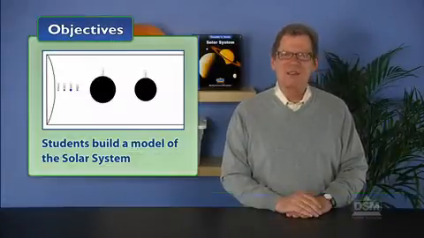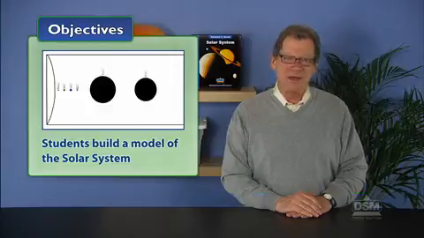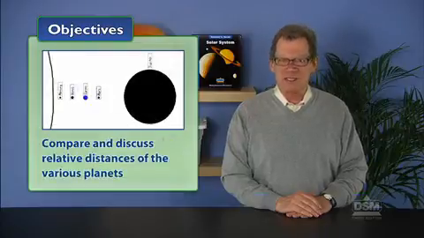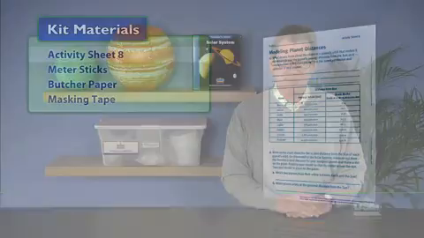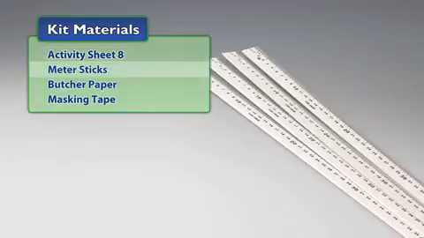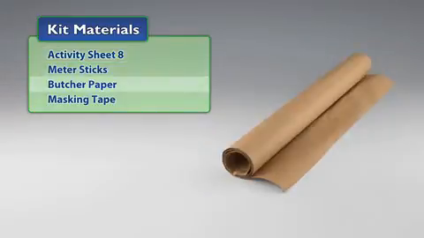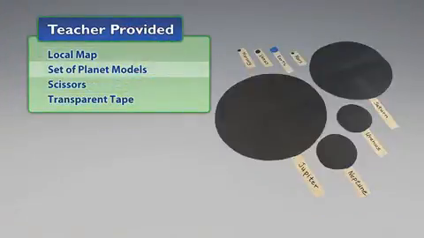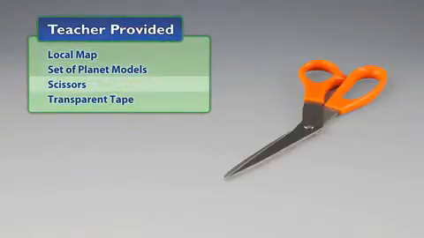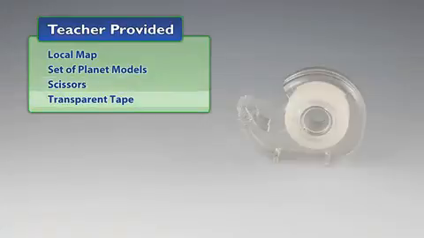In Activity 8, Modeling Planet Distances, students build a model of the solar system and then compare and discuss relative distances of the various planets from each other and the Sun. You'll need the following materials from the kit: Activity Sheet 8, meter sticks, butcher paper, and masking tape. You'll also need to provide a local map, one set of planet models from Activity 6, scissors, and transparent tape.